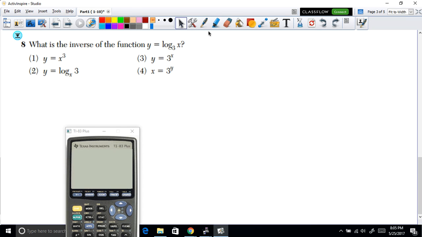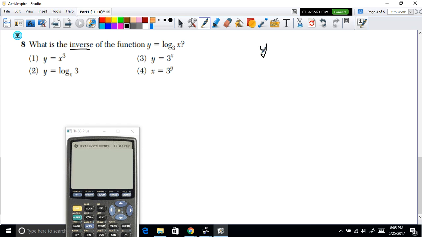Example 8 is asking for the following. What is the inverse of the function y equals log base 3 of x? When we're talking about inverse, always the first step is to switch your variable. Because you're looking for the inverse, we've got to switch the variables x and y.